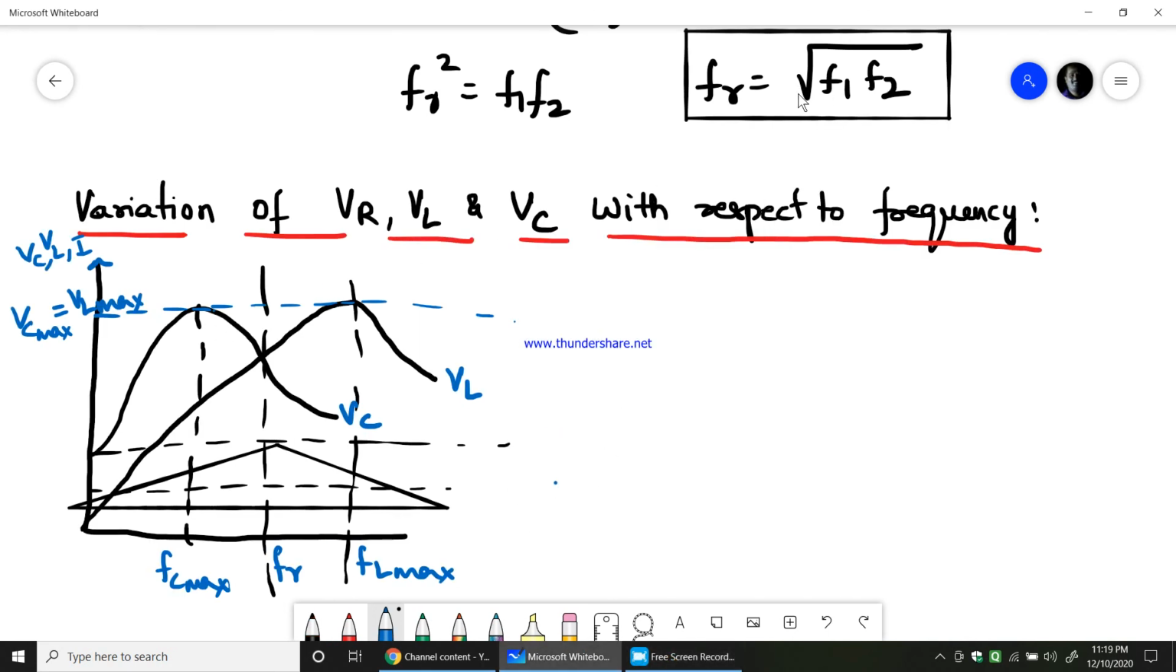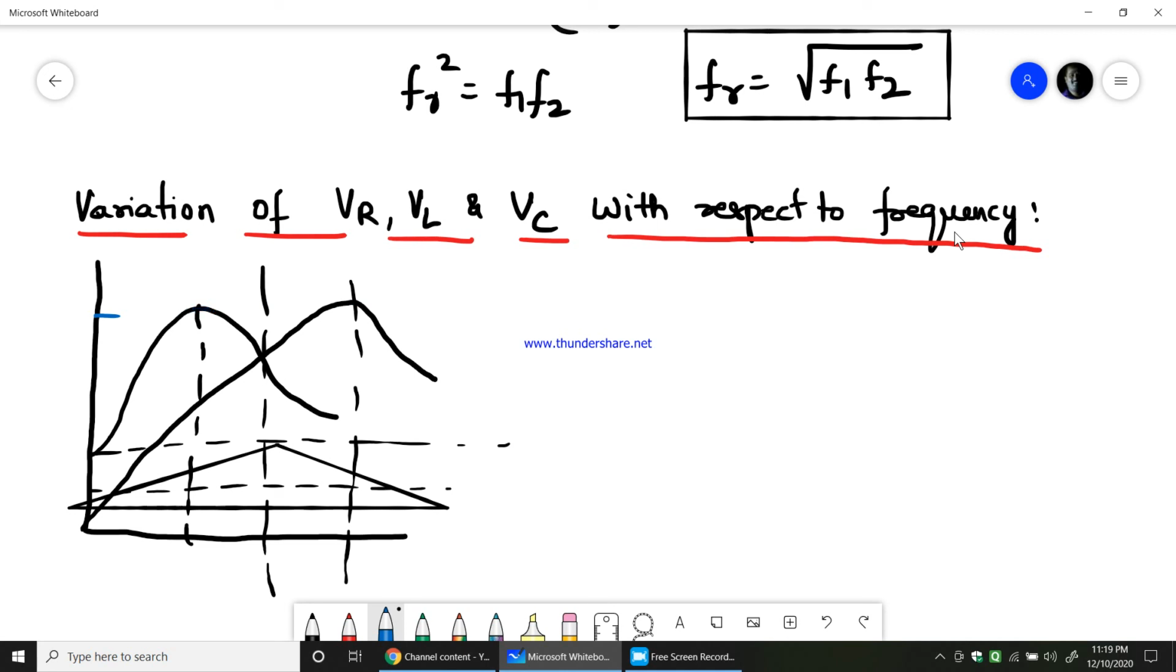Okay, so we have seen fr equals root of f1 into f2 derivation in the discussion. Now we'll see the variation of VR, VL and VC with respect to the frequency. Okay, VR, VL, VC with respect to the frequency that we come across. So here, what we have written here is the VC, VL and VR curve that you can see here. This is the curve which you can see.